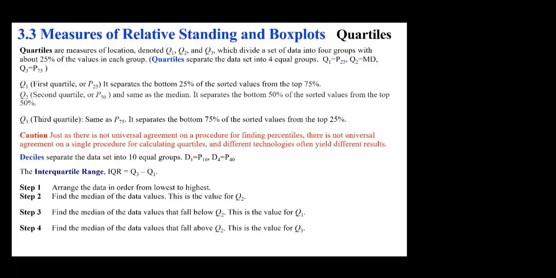To find them, we arrange the data in order from small to large. We find the median. The median is identical to Q sub 2. Now, one easy way to find Q1: again, you can go through the process of percentile. We just did that. Or you can go with the easy way out. Cut the data into 2 pieces. For the bottom half, find the median, and that becomes Q1. For the top half, find the median, and that becomes Q sub 3.